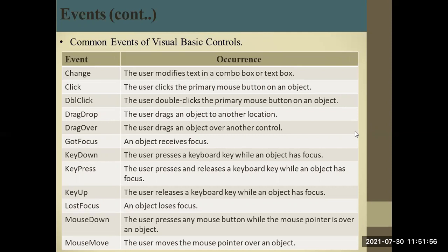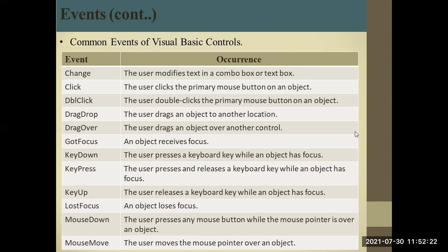Similarly, there is an event called drag over. This will occur when the user drags an object over another control. Suppose we already have one existing control, and I want to place an object over it. Such a type of event is called drag over.